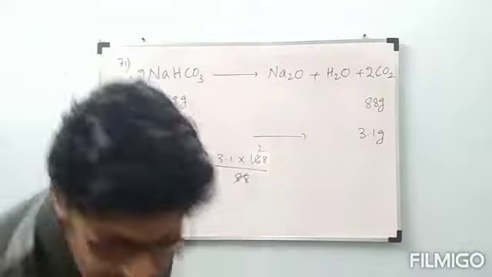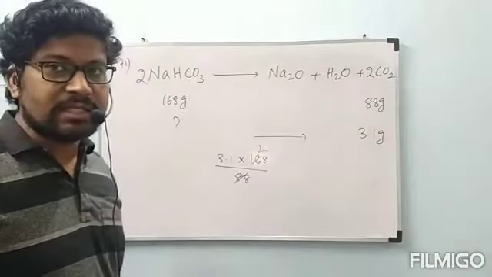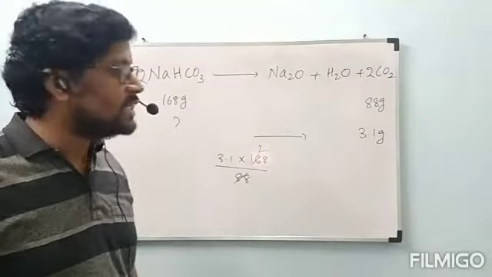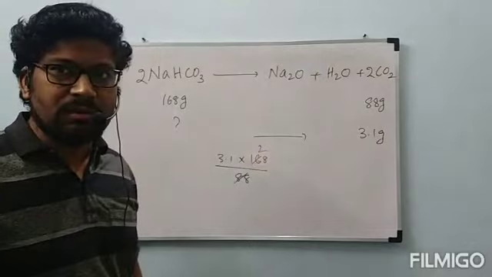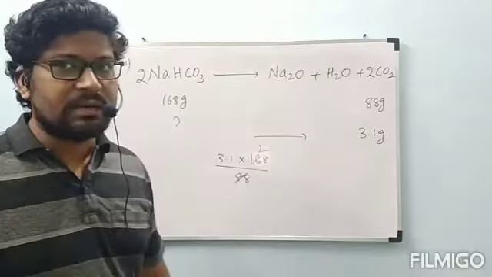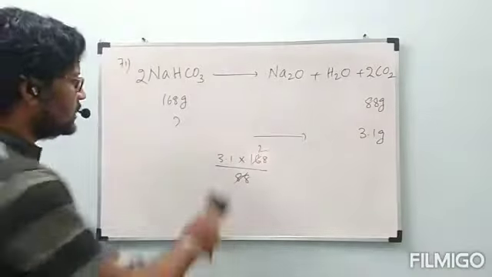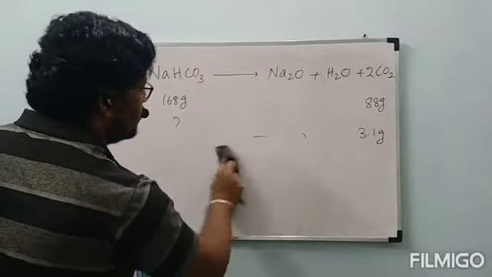Okay, this is about doing the problem, that is 71. Loss of weight is nothing but CO2 gas that is expelled out. That is 88 grams according to our stoichiometric ratio, but they give 3.1 grams weight loss. Then what is the amount of NaHCO3 we have taken? That is next.